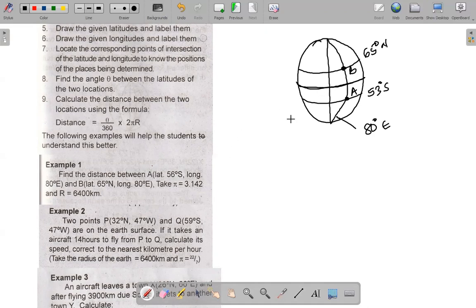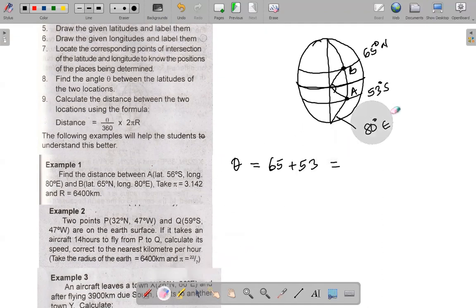Then to get the distance between point A and B, you need to get the angular distance between them first, this angle here. And remember that when the latitudes are on different sides, we add the latitudes to get the angle between the 2 points. So the latitude of this is 65, this angle here is 65, while this angle here is 56. Therefore, theta here will be 65 plus 56.